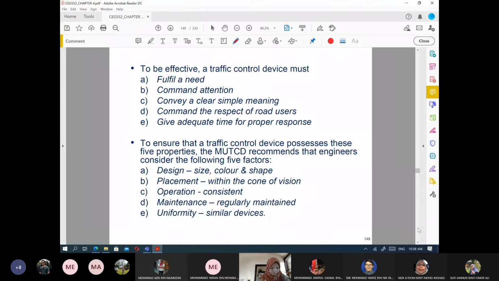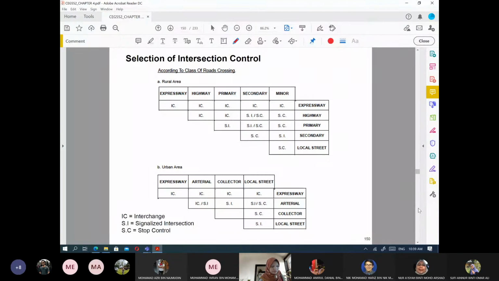And then you have your operation. It must be consistent, and maintenance must be regularly maintained. From time to time, they must change the board. Maybe the punya color dah start to fade off, so you need to change from time to time lah. And uniformity, similar devices. Okay. Alright, selection of intersection control. This would give you the proposal of what are the intersection control that is suitable for you to choose.